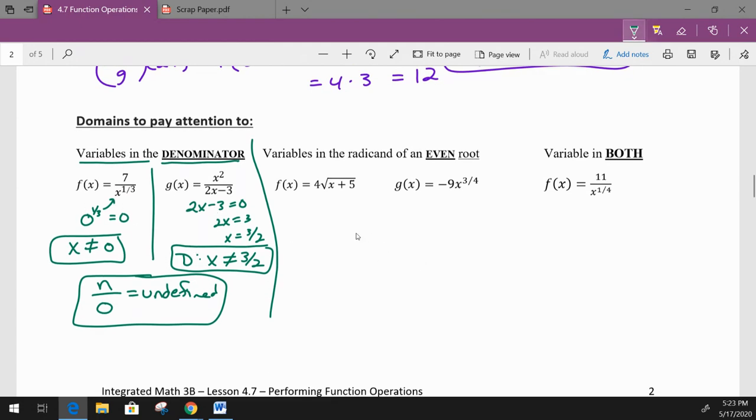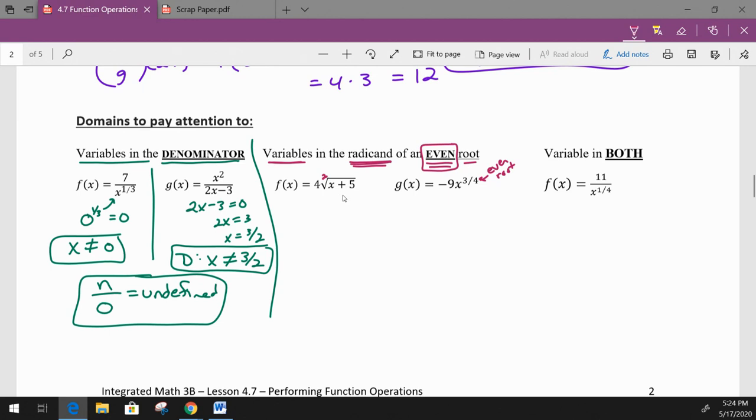The second type of function that you want to be careful of is a radical function, where the variable is in the radicand of an even root. I've noticed it's only the even roots. Odd roots have a domain of all real numbers, but for even roots, whatever's underneath the radical has to be positive. Here we have a square root, which is an even root, where 2 is the unwritten root. Here we have a root of 4, which is again an even root.